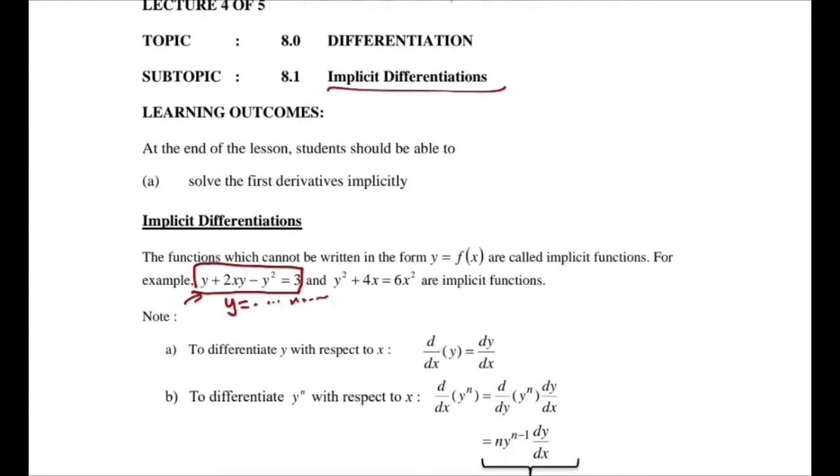The formula is, whenever we want to differentiate y with respect to x, then we have to write dy over dx. What if the function that we want to differentiate is y to the power of n? Then we just differentiate y to the power of n as usual: bring n to the front, and then write y with the power subtract 1. After that, since this is not in terms of x, we have to write dy over dx behind it. This is actually by using the chain rule.